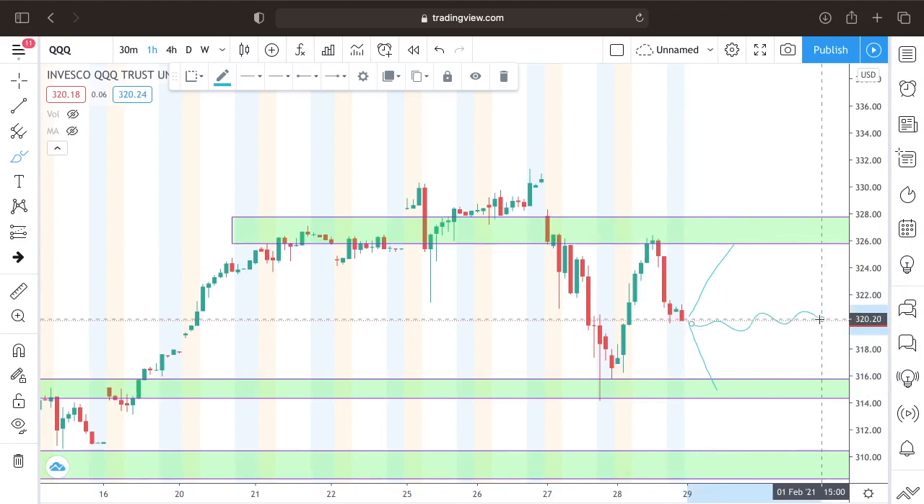If the bulls win the battle, then on the 1 hour time frame, we'll see prices breaking above the resistance level of the range. However, if the bears win the battle, then we'll see the Nasdaq break below the support level of the range. That's my technical analysis for the Nasdaq, and that wraps up my technical analysis for the US stock market for the month of February 2021.